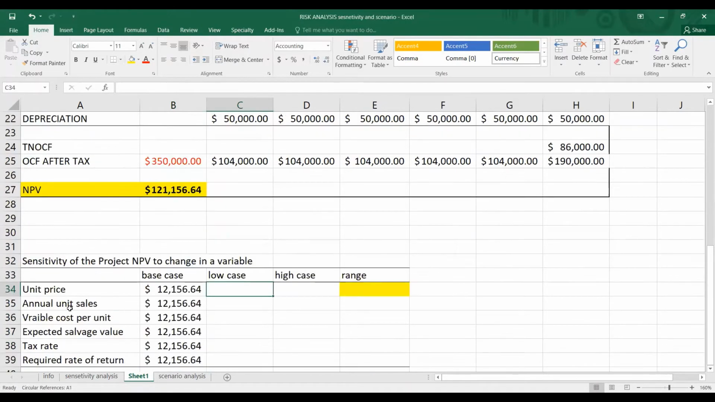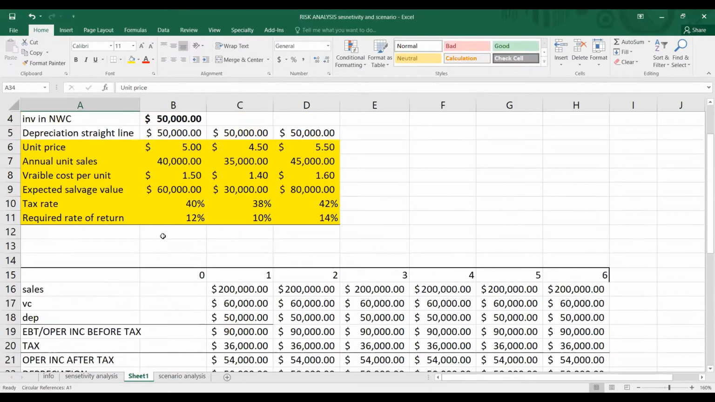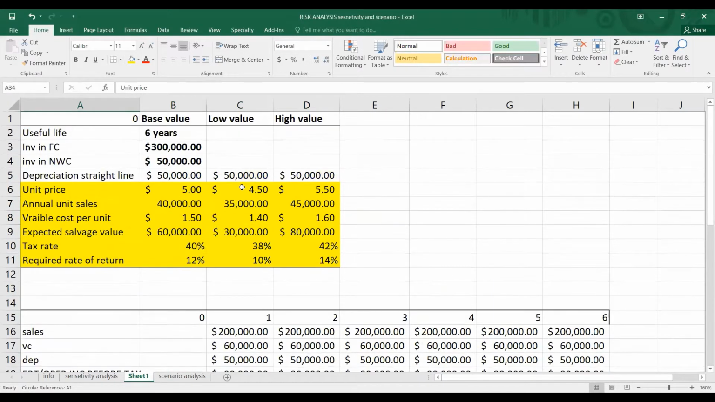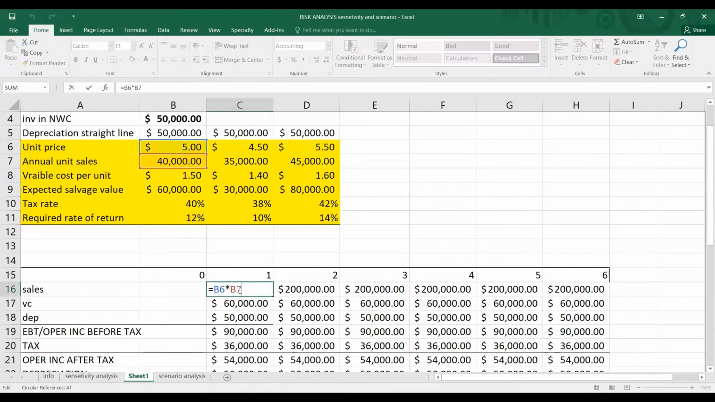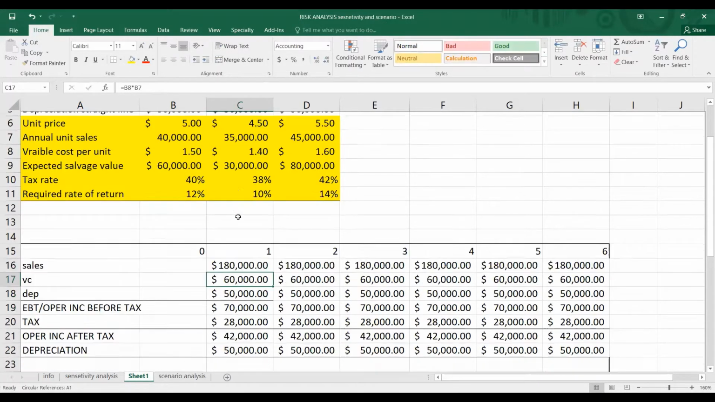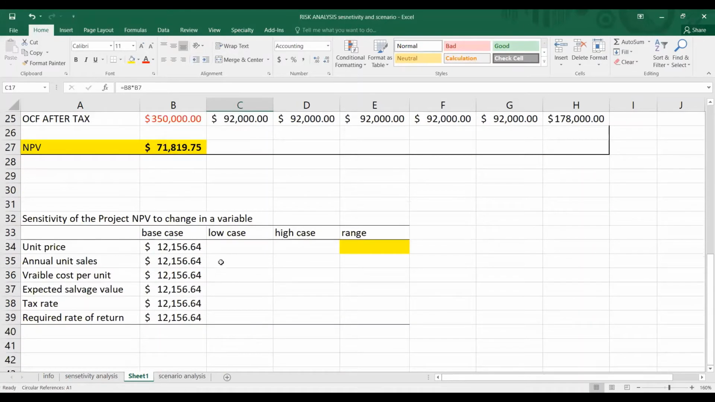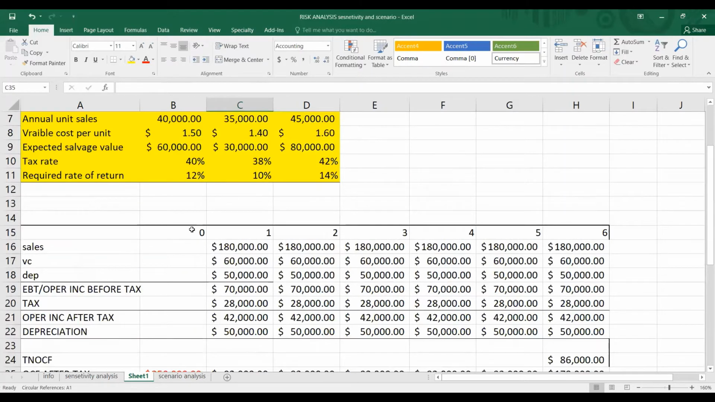Okay, what if we change the unit price? We change the unit price, make it 4.5. So the unit price will be not $5 but $4.50. And let's see how the NPV changes. Then our NPV becomes 71,819.75. We return back.